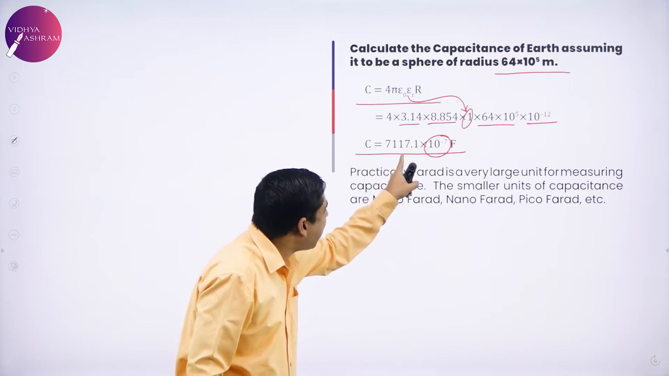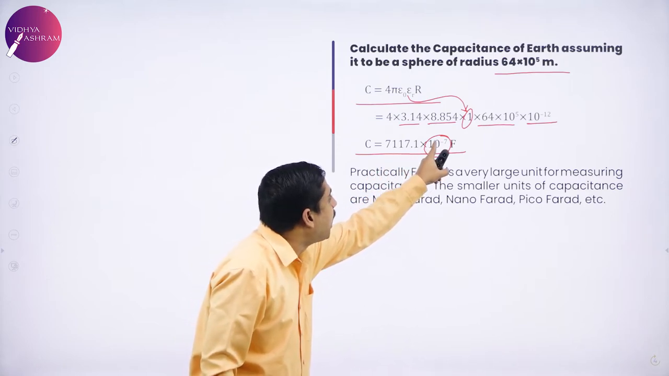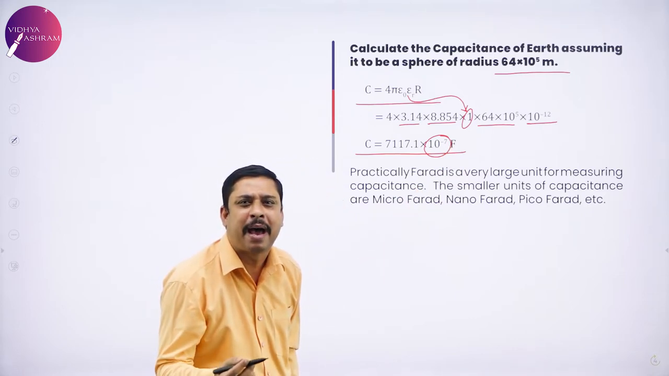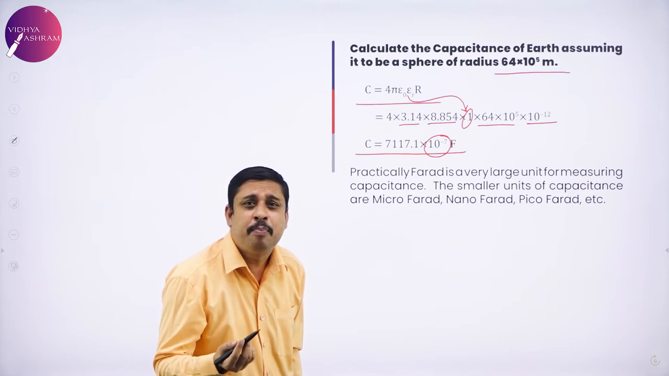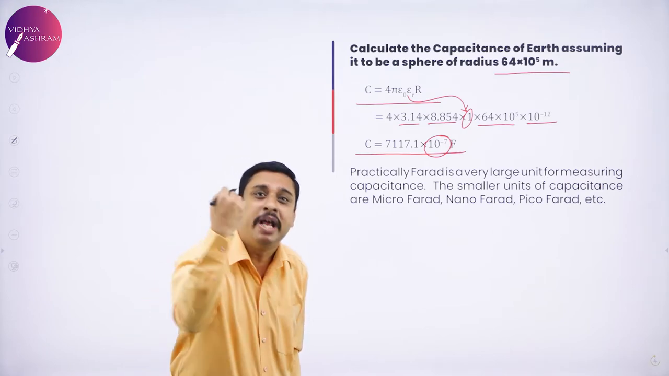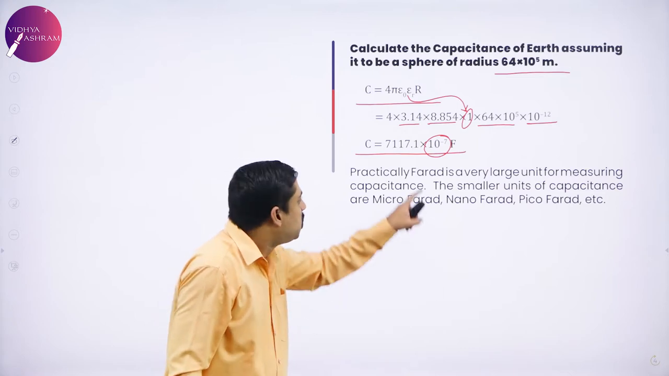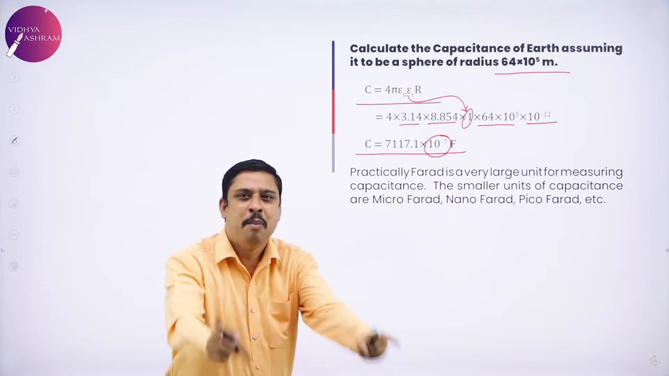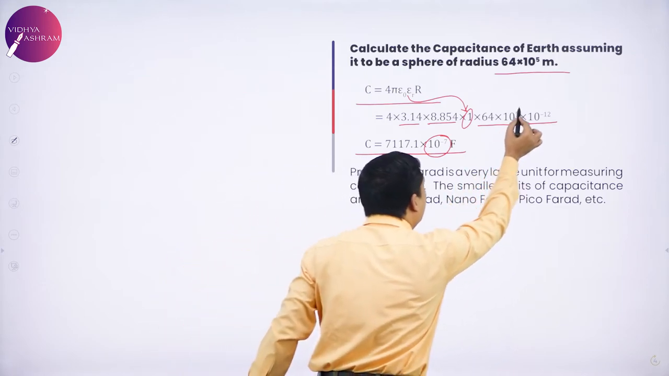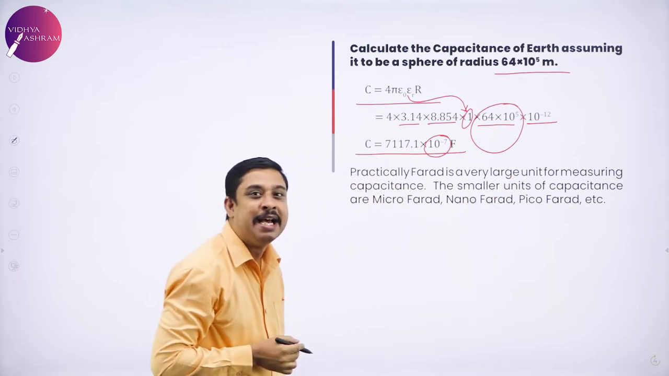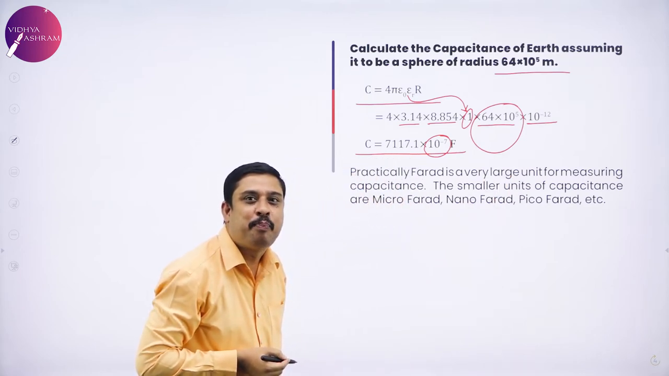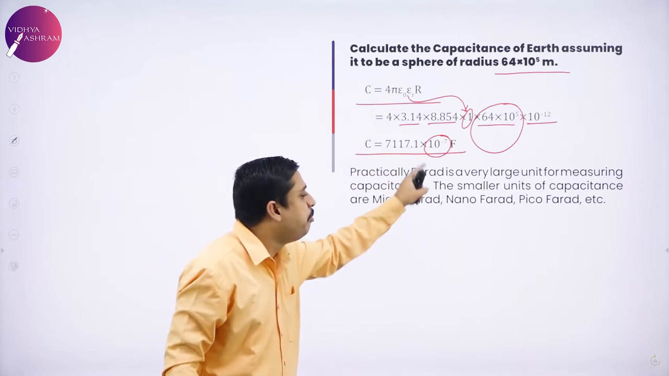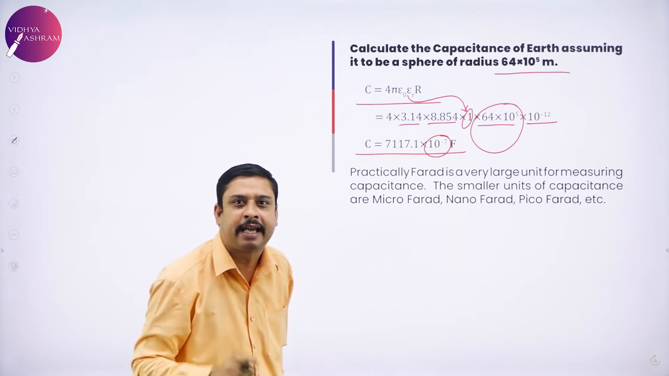What is the value of capacitance I have got? 10 power minus 7 farad. Very, very small capacitance. Only 10 power minus 7, not even 1 farad. To get such a small value of capacitance, my dear friends, please note the radius should be 64 into 10 power 5. Such a huge radius yields not even 1 farad capacitance.